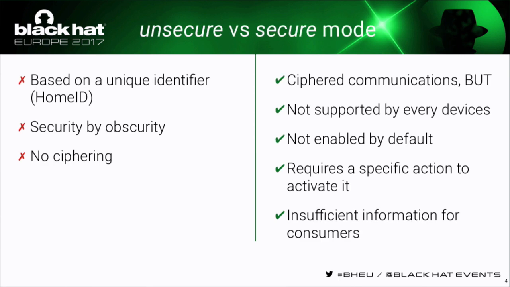So, a bit of difference between the unsecure and secure mode. The most notable one is the absence of ciphering in the unsecure mode. In this unsecure mode, the security was mostly based on obscurity, because before 2017 the protocol was completely closed and proprietary. Its security was based on a unique identifier, which is called the home ID, and is like the ESSID. In the secure mode, you have ciphered communications, but before 2013, no devices supported it.